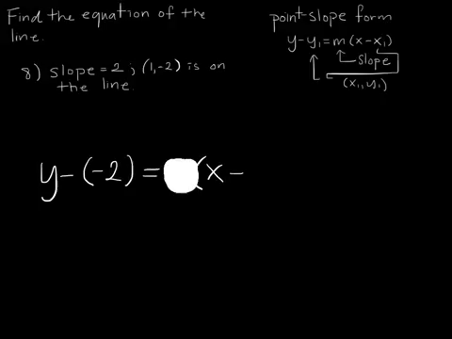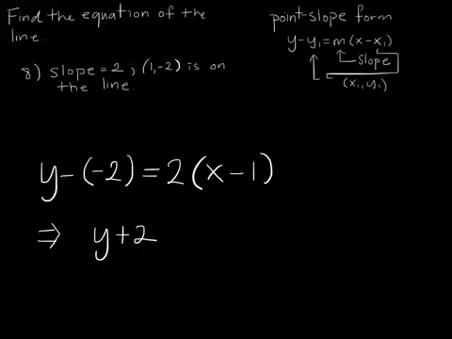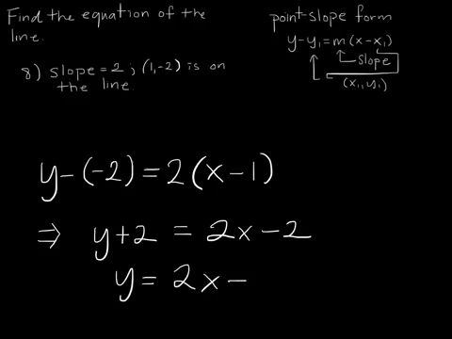x1 for us is 1. Once again, the slope, 2, is going in the m position. The y1 is the negative 2 here, and the x1 is the 1 here. And now we have our equation in point-slope form. So we have y plus 2 equals 2x minus 2, and moving the 2 over, so this looks like a nice equation of a line, we have y equals 2x minus 4. And that gives us our answer.